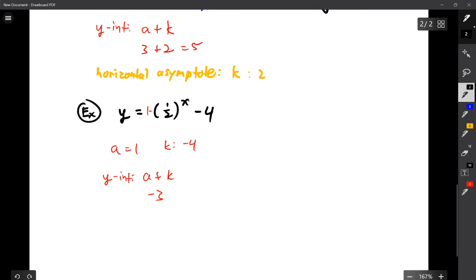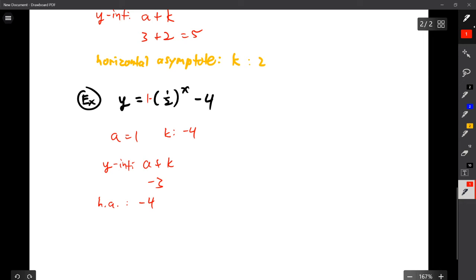And I also know it is decay. I'm going to do h.a. for horizontal asymptote. My horizontal asymptote is at negative 4. And then because I have a 1/2 to the x, that's something between 0 and 1, that tells me that this is decay. So it's going to start steep on the left-hand side, and then it's going to level off on the right-hand side. So I put those different pieces together.